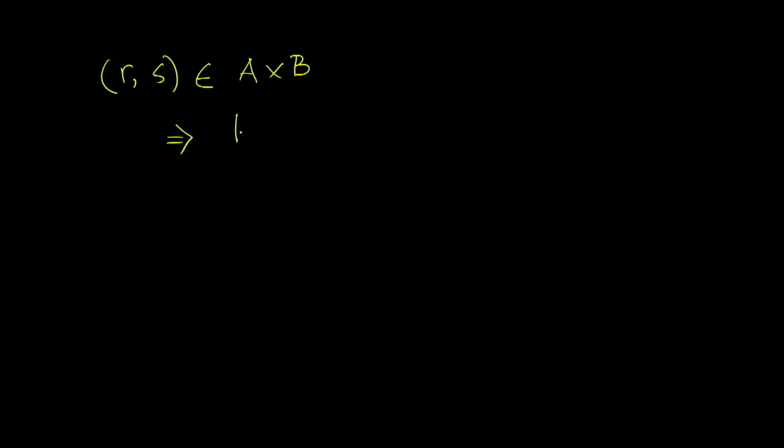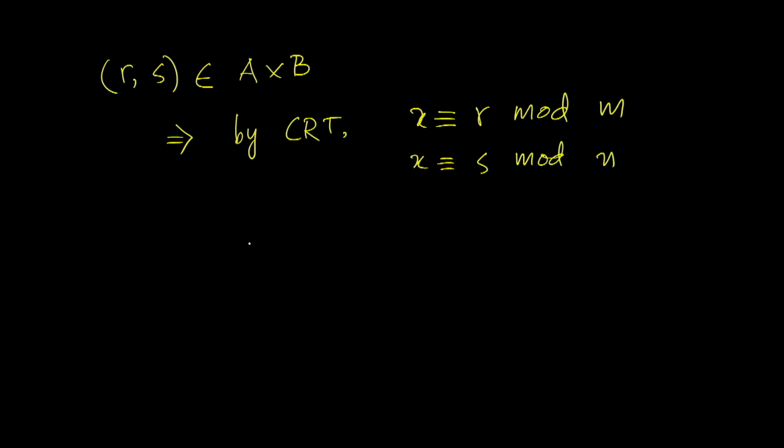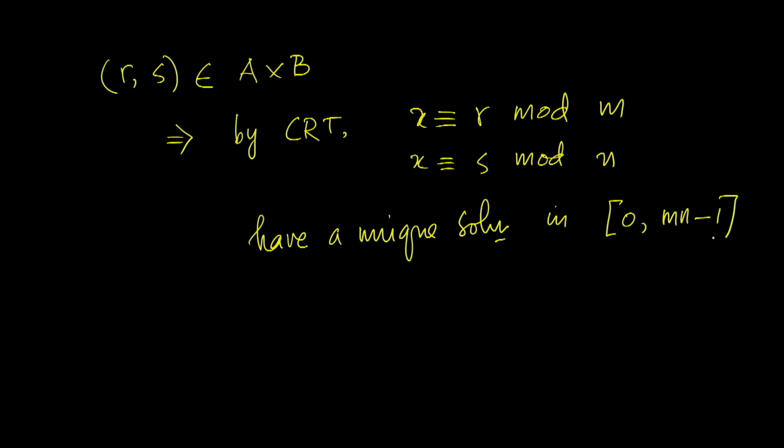That is one way. Now let us take an ordered pair RS belonging to A cross B. Then by Chinese remainder theorem, X is R mod m and X is S mod n. These two congruences have a unique solution in 0 to mn minus 1.